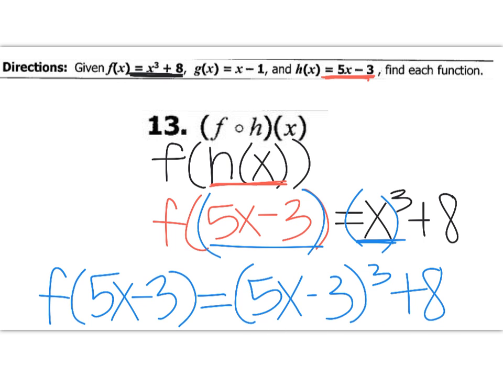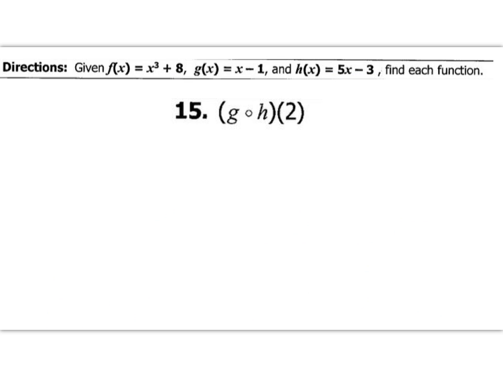Now let's move on to the last problem, problem number 15. Last but not least, we're dealing with composition of functions, but we're given a value for x. Instead of saying g of h of x, we're saying g of h of 2. So we want to start by rewriting this composition just like we would if this were an x. So we would want to say g of h of 2. Instead of writing an x, we write a 2.